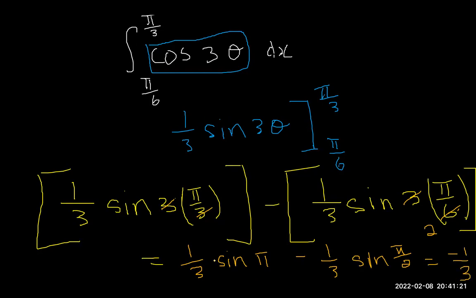Everybody good with that? Because this right here, sine of pi is 0. 0 by a third is 0. Sine of pi on 2 is 1. And 1 by minus a third is going to get me minus a third. This right here is my final answer. Is everybody good with that? Yes? No?